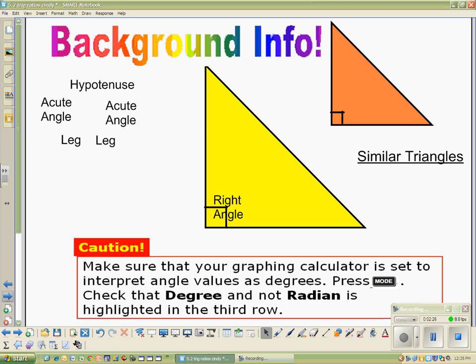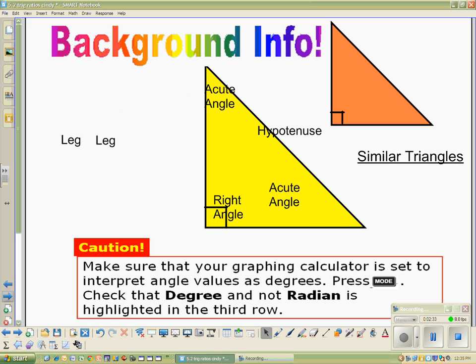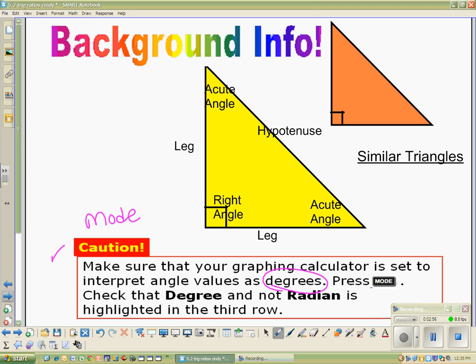In the parts of a right triangle, we know we've got the right angle, and across from it is, of course, the hypotenuse. We can come in with 2 little acute angles for the other 2 angles, and then the sides attached to the right angle are called legs. Just a note, take a look at your graphing calculator and make sure that you are set in degree mode right now. You will do that through the mode button, which is on the upper row of your graphing calculator.